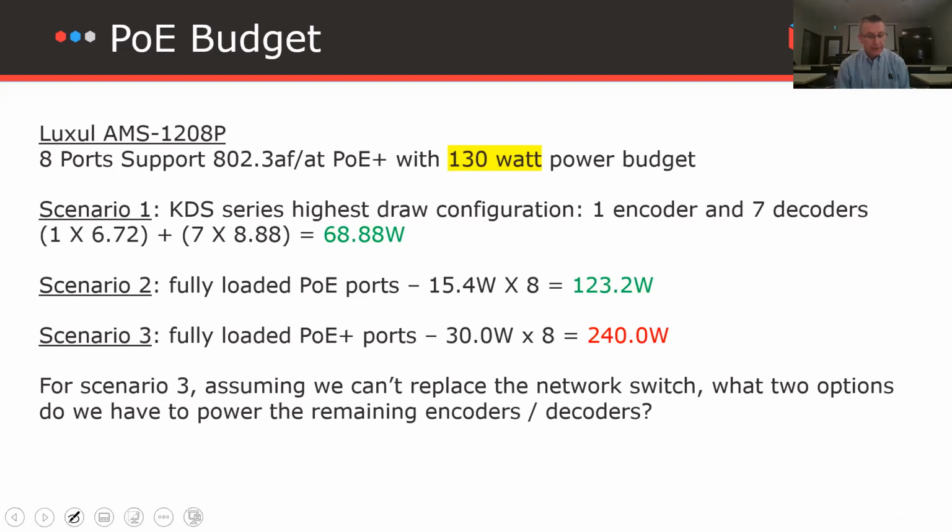Scenario number 3, because my switch does support PoE Plus for power, if it required the full 30 watts of power, I'm now at 240. I'm well above my 130. So when I do this class live, I ask the question, assuming we can't replace that network switch, what options do I have for powering the remaining encoders and decoders? And those answers are either a local power supply on the extra ones or a PoE injector.